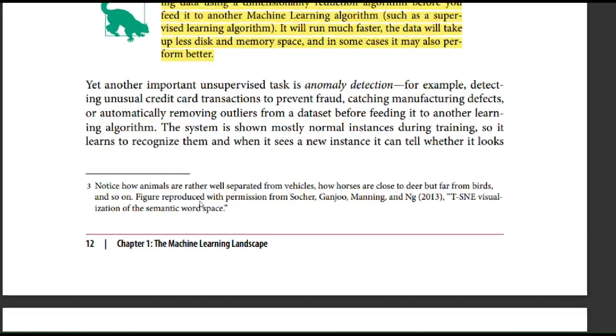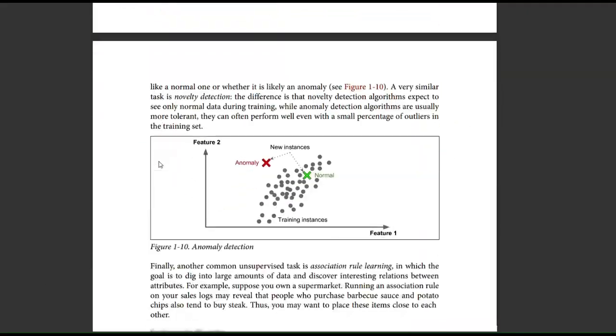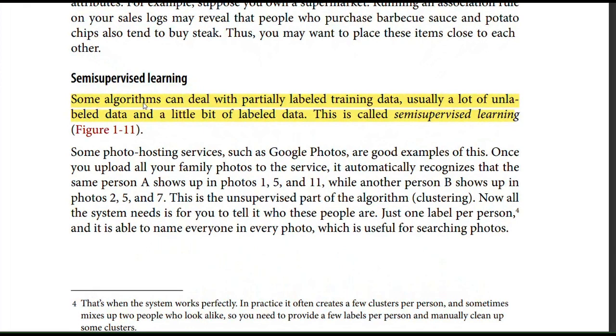So that's what I was talking about, just grouping similar instances together. It is often a good idea to try to reduce the dimension of your training data using a dimensionality reduction algorithm before you feed it into another machine learning algorithm, such as a supervised learning algorithm. It will run much faster, the data will take up less disk and memory space, and in some cases it will also perform better. Okay, let's move on to semi-supervised.